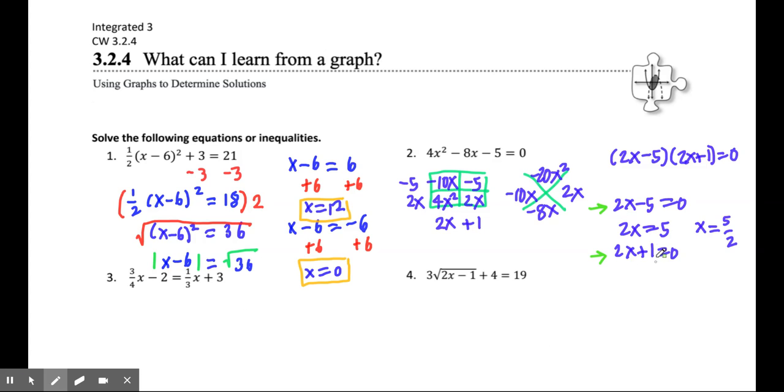And then for 2x plus 1, you subtract 1, and you get 2x equals negative 1. And then divide by 2, and you get negative 1/2. And those are your two answers.